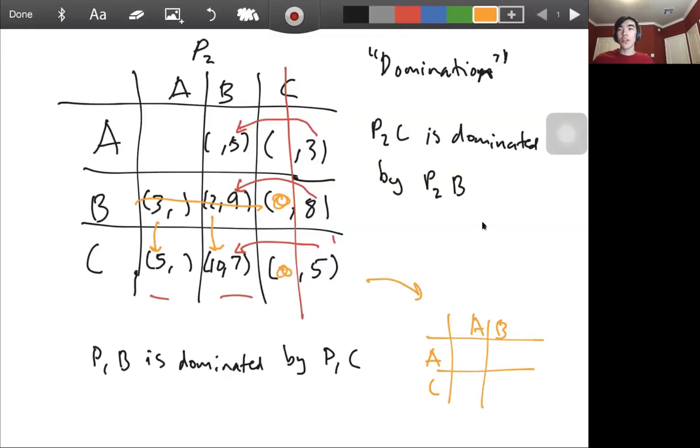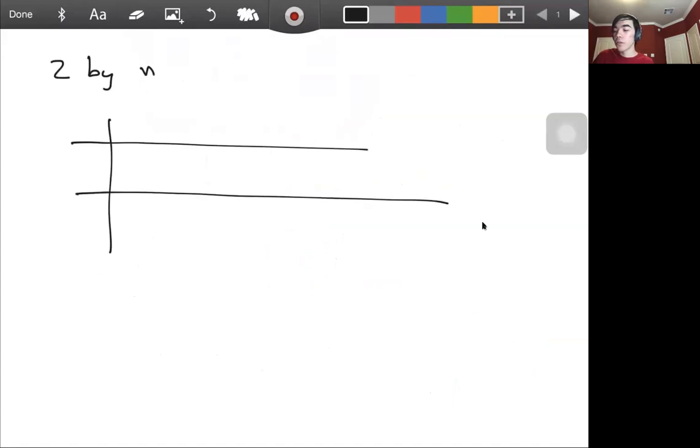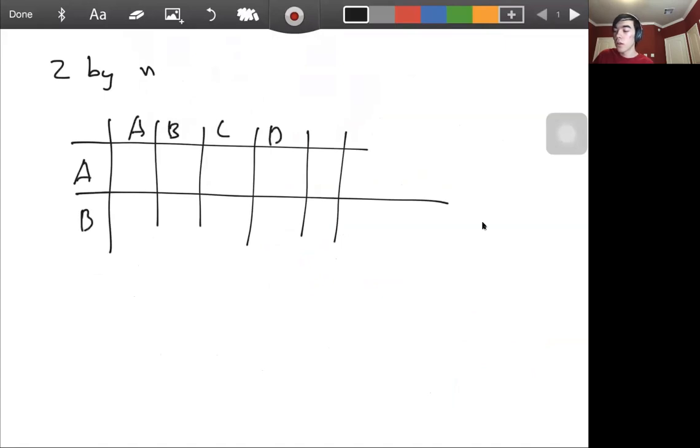So if you encounter a really large game like this, hope that you're going to be able to reduce it. If not, it's hard. There's hope if you can't reduce it fully. And that hope comes in when you reduce it to a 2xn game. If you have like 2 rows, but a large number of columns, etc.